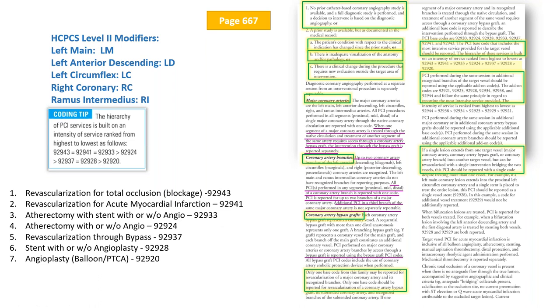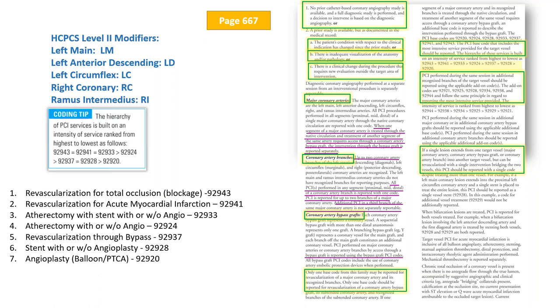The next thing you need to know is if a single lesion extends from one target vessel, meaning either major coronary artery, bypass graft, or coronary artery branch, into another target vessel, but they can revascularize it, they can fix the problem with a single intervention that bridges both vessels, you report that with a single code, but you use both modifiers.